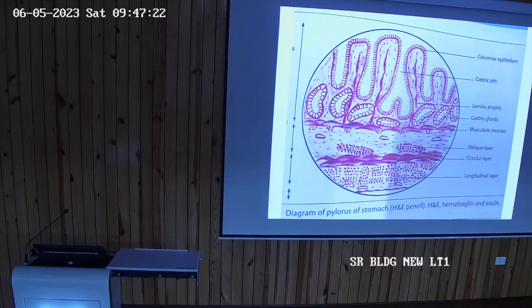And second point, see the gastric pits. Gastric pits are more deeper. Gastric pits are more deeper in pyloric part of the stomach. So by these important points, first is the chief cells are more in number, parietal cells are few, and gastric pits are more deeper. So section is of the pyloric part of stomach.